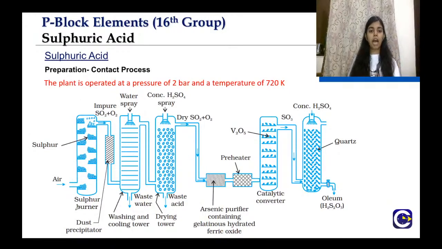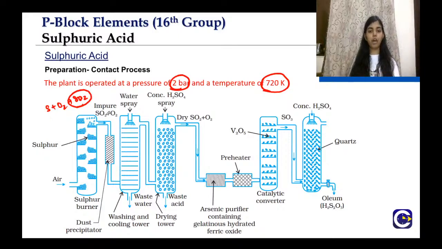So this is a plant which operates to give H2SO4 of the desired concentration. The pressure that is maintained in the plant is 2 bar and it has a temperature of 720 Kelvin. So what is done here? Here let us say sulfur particles are there, air is let in, right? So this will give you basically what? That S plus O2 will give you what? SO2, right?